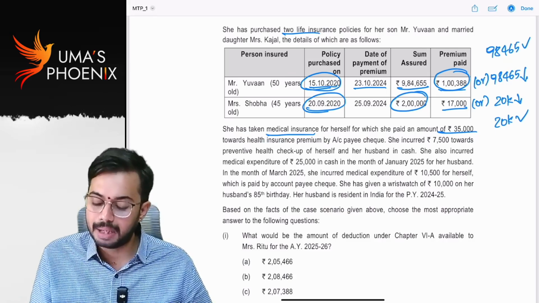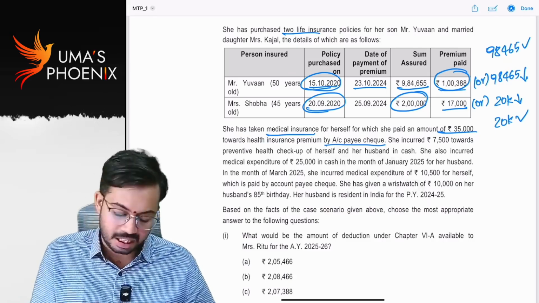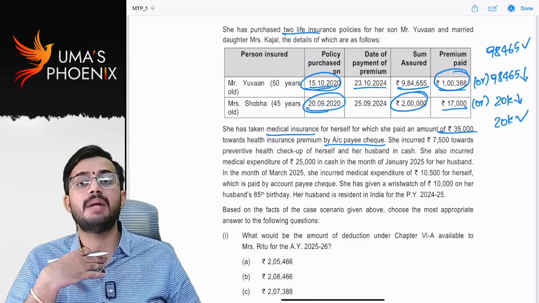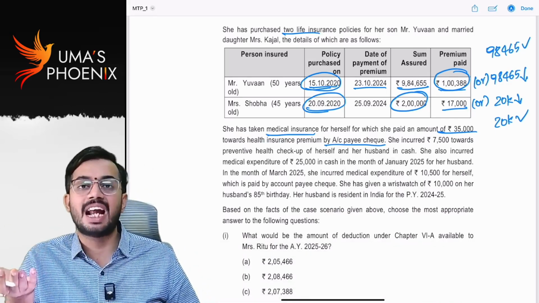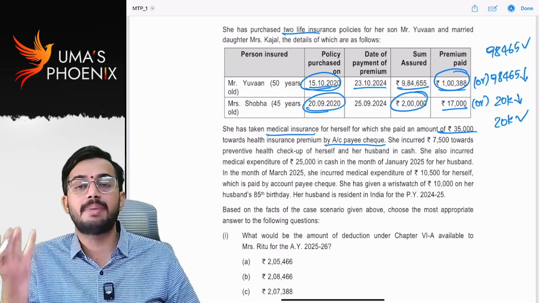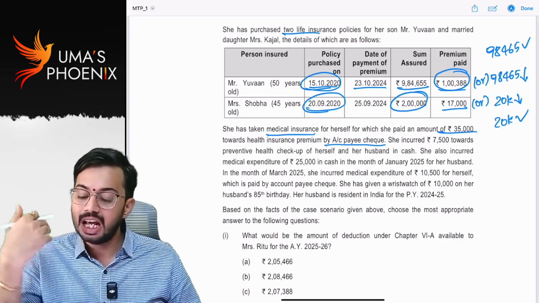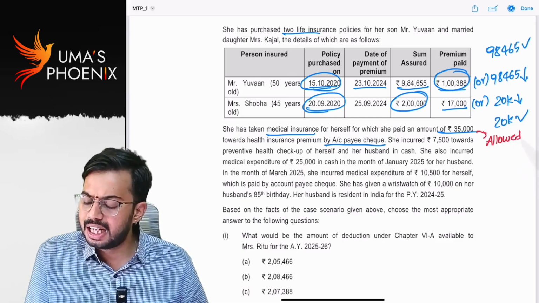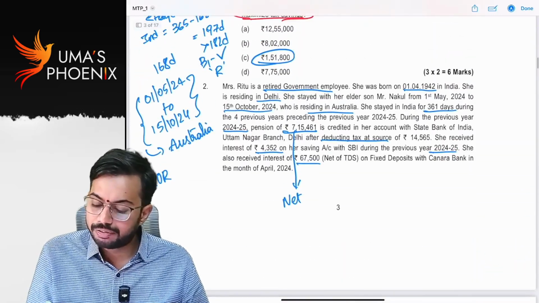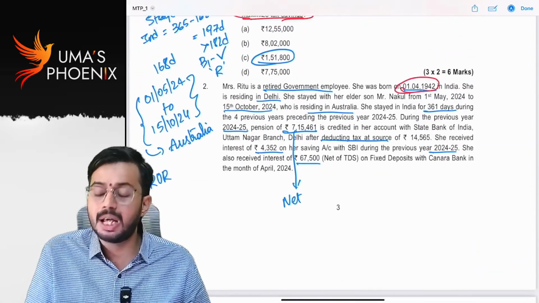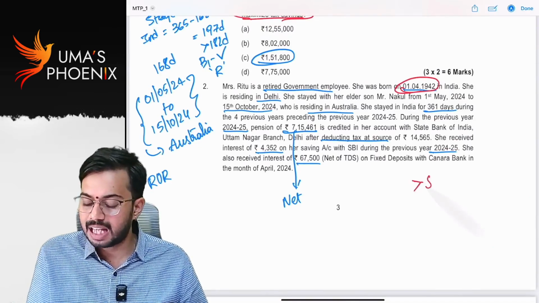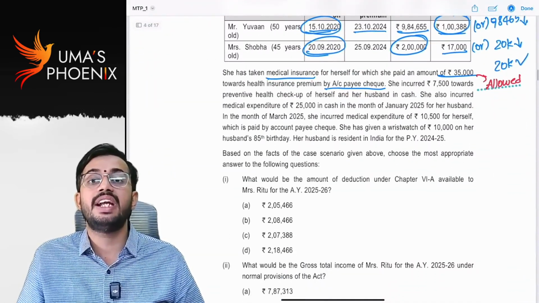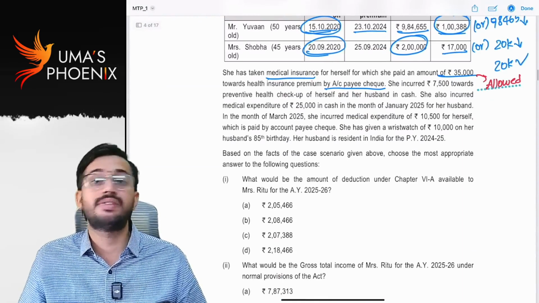health insurance premium by account payee cheque. Very good. Here the health insurance premium is paid by way of bank transaction. Whenever health insurance premium is paid by way of bank transaction, that is allowed as deduction. Moreover, she is a senior citizen, right? She was born on 1st April 1942. That means her age is greater than 80 years. She can claim deduction under section 80D up to 50,000 rupees.